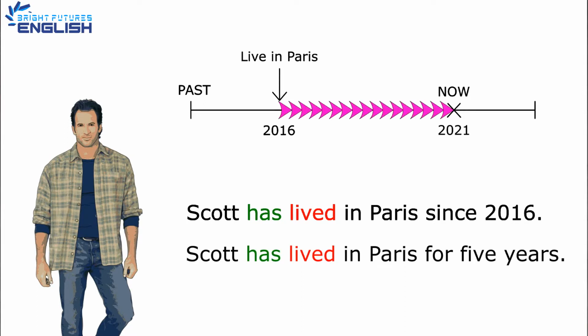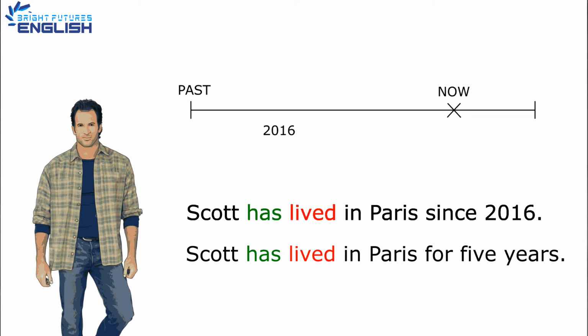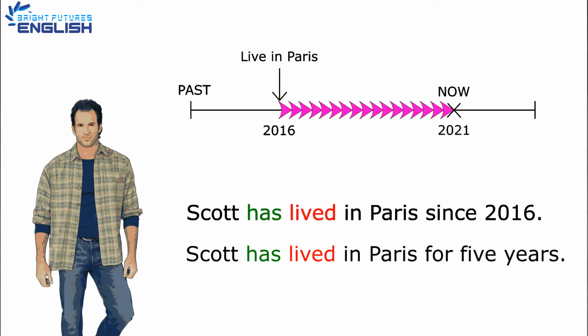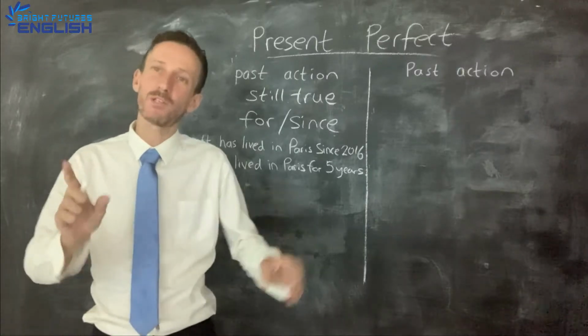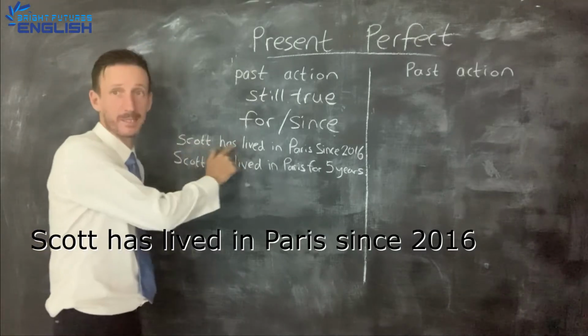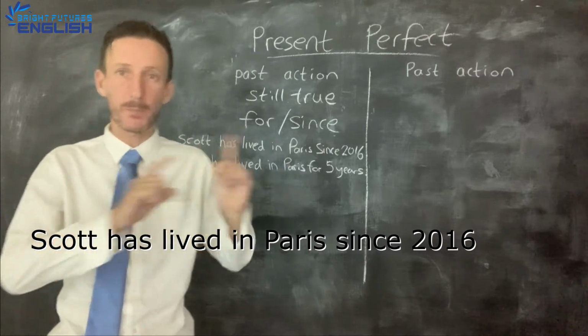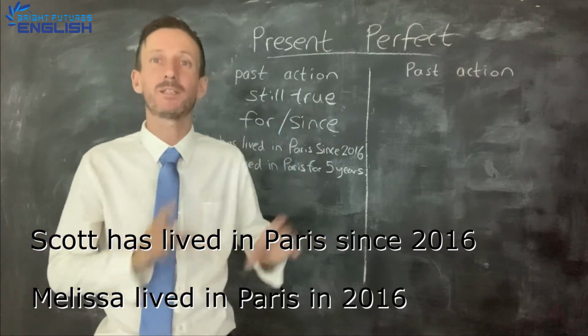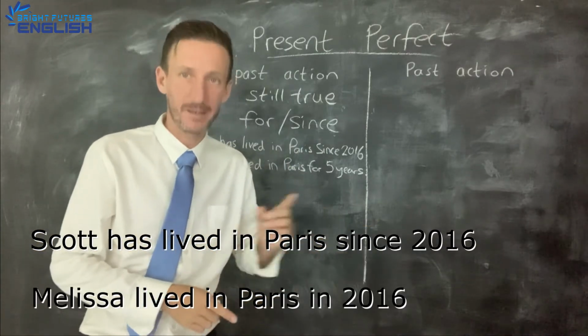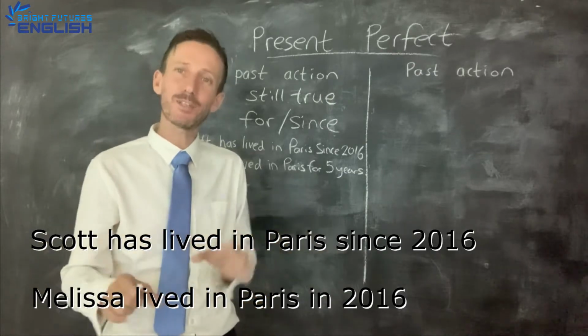Scott has lived in Paris for 5 years. Same meaning. 5 years ago, in 2016, Scott started to live in Paris. Now, in 2021, Scott still lives in Paris. If we compare the present perfect sentence, Scott has lived in Paris since 2016, to the simple past sentence, Melissa lived in Paris in 2016, there's a difference.